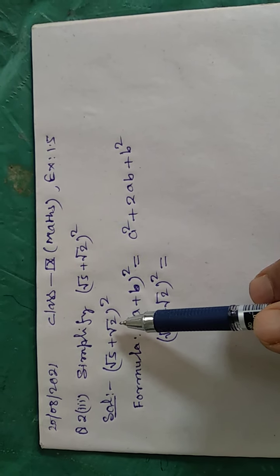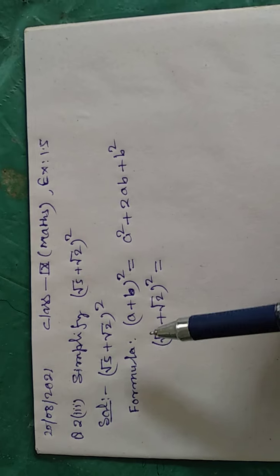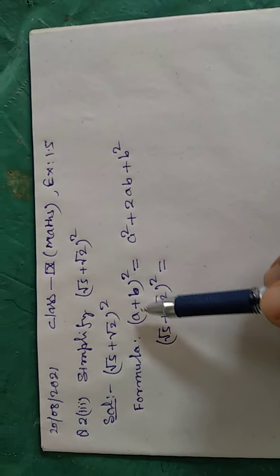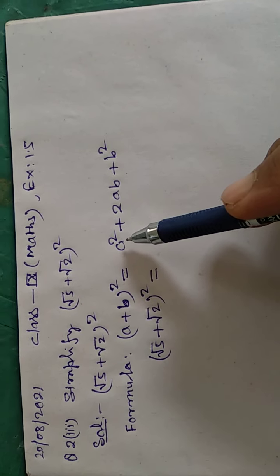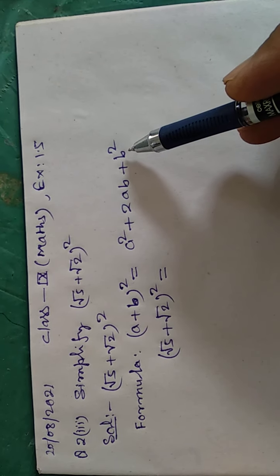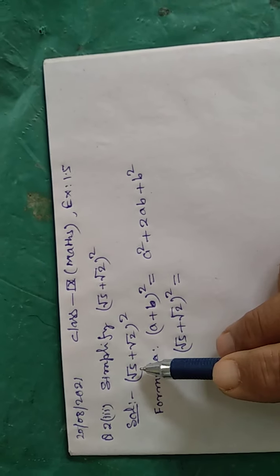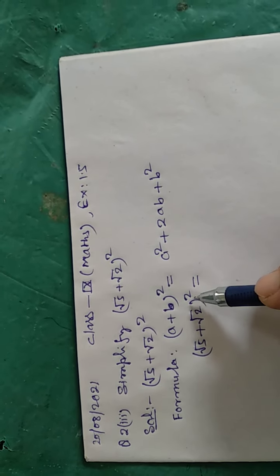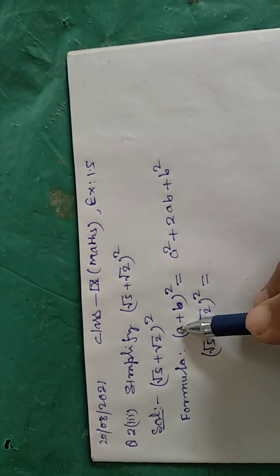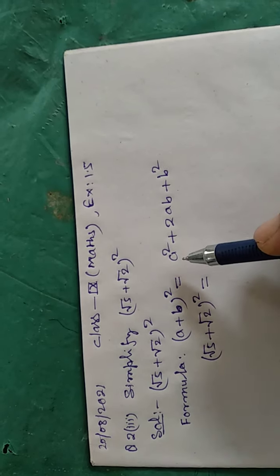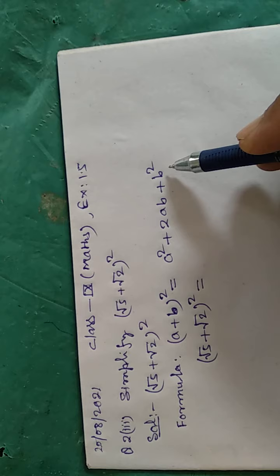To simplify this, you have to write a formula, that is the identity which you have learned in previous class 8. And that formula is (a plus b) whole square equal to a square plus 2ab plus b square. Now in the left hand side you will write (root over 5 plus root over 2) whole square equal to a square. In place of a, you will write root over 5, and in place of b, you will write root over 2 in the right hand side of this equation.